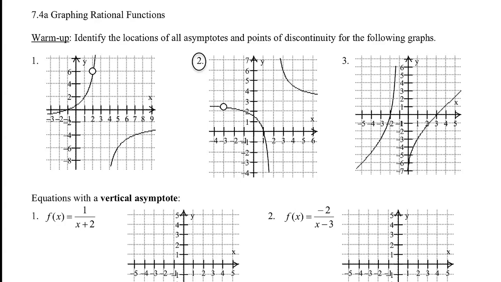We'll be looking at graphing rational functions today. And in this particular part of the lesson, we'll look at how to determine where vertical asymptotes are. We'll briefly mention oblique asymptotes. And we'll also talk about points of discontinuity. So in this first question, you're asked to identify the location of all asymptotes and points of discontinuity.